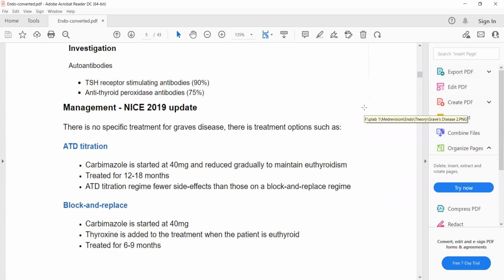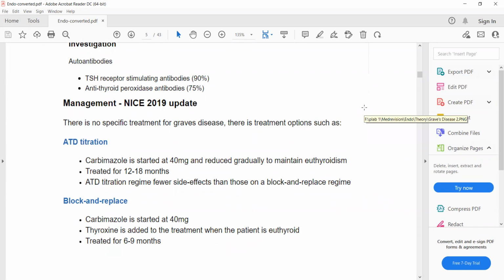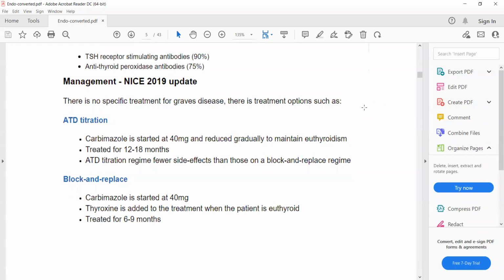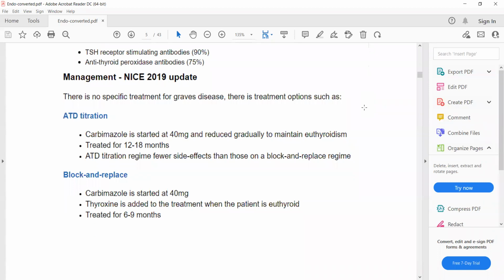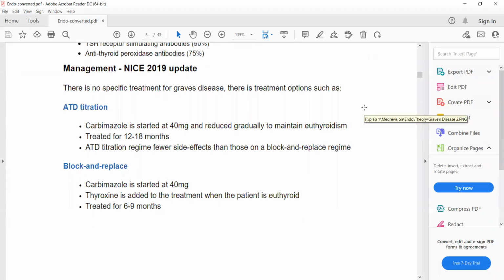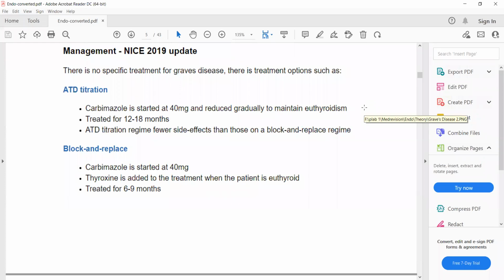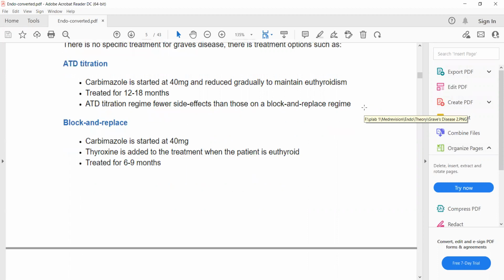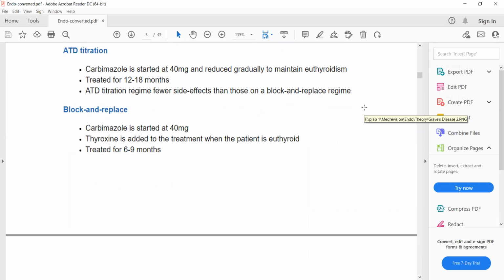There are two strategies. One is titration therapy and the other is block and replace therapy. In titration therapy, carbimazole is started at 40 milligrams, and then its dose is gradually adjusted to maintain euthyroidism. And it is given for at least 12 to 18 months. This titration therapy has fewer side effects than block and replace regimen.